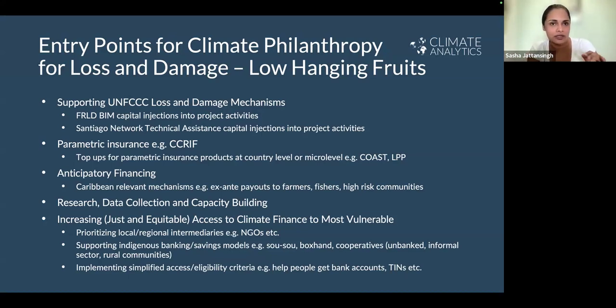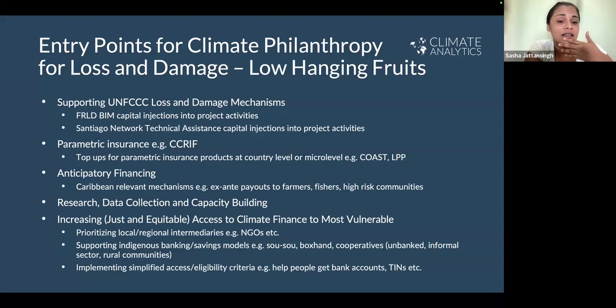Also, and I didn't mention this, the Santiago Network is a specialized body under the Warsaw International Mechanism, and it really is the technical arm of loss and damage in the UNFCCC. The Santiago Network was operationalized over the last few years, and it's supposed to be providing technical assistance and guidance to the fund, right?